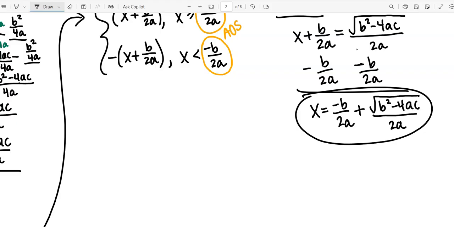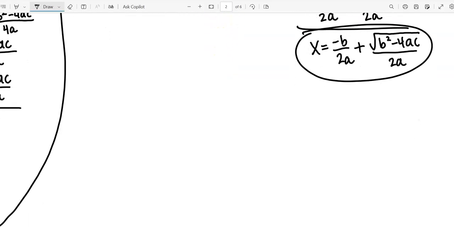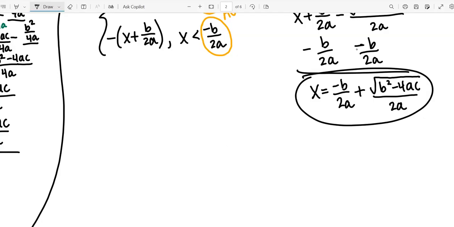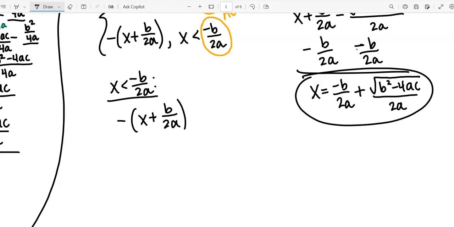I know what my next one's supposed to be. What is it supposed to be? The only difference in your next solution should be a minus instead of a plus. And so we know what we should get. Let's show how we get it. So negative times, domain first. X is less than negative b over 2a. We'll have negative times x plus b over 2a is equal to the square root of b squared minus 4ac over 2a.